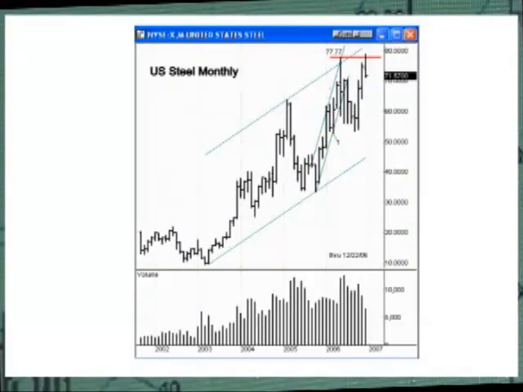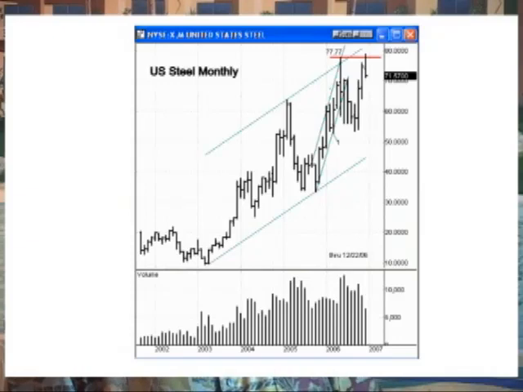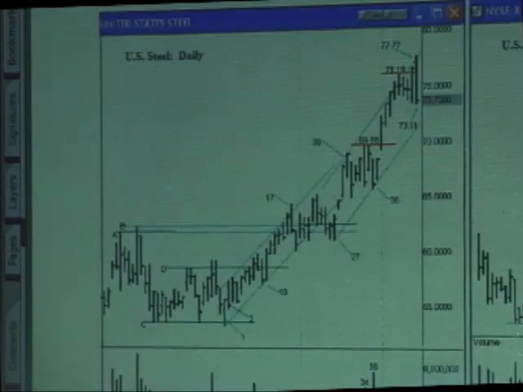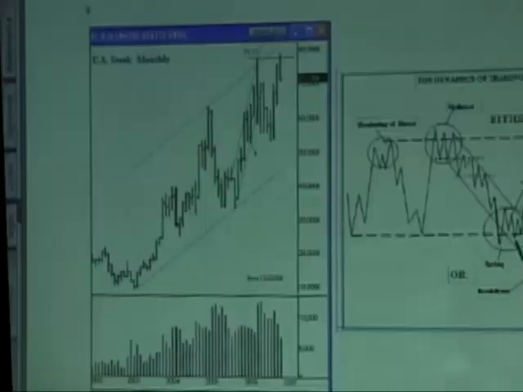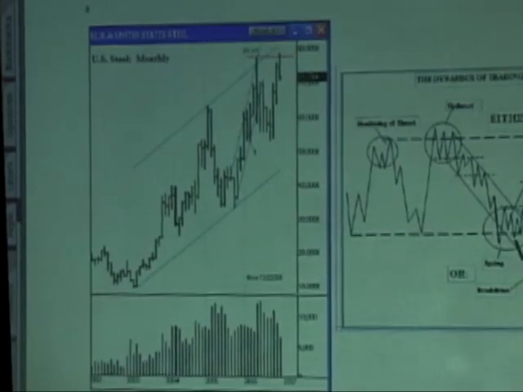If you'll look at the next chart, we're also at 77.77 at the top of a channel drawn on the monthly chart, going back to the 2003 low. You see? So this overbought condition on the daily chart becomes much more significant when we incorporate the weekly and the monthly chart. And that reversal action becomes more significant on the daily chart.